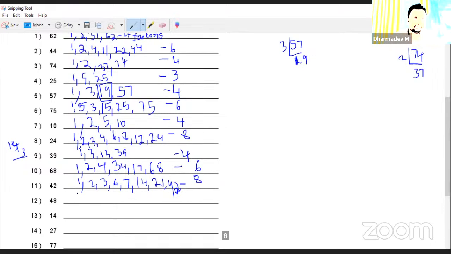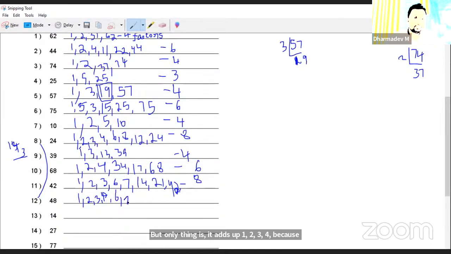48: just as 24, the same thing, but only thing is it adds up. 1, 2, 3, 4, because 24 into 2 is 48, so all the remaining factors would follow up, and along with that, 48. If there are 8, then that becomes 9. Okay. Next, 14.